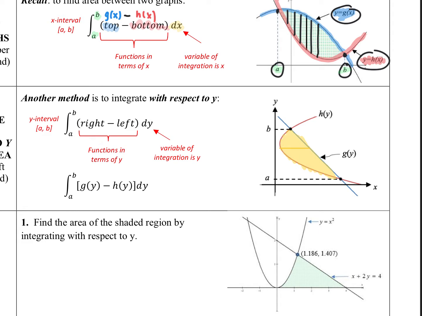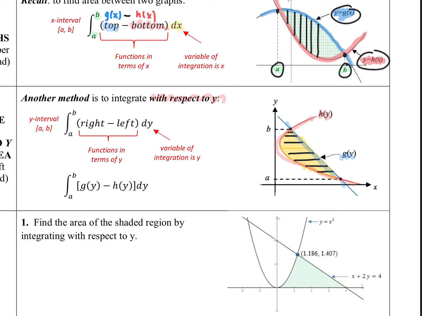But if I look at that same region and I just consider a right versus left boundary, you can see I have a consistent right bound and left bound. The graph of g is always on the right, and my graph of h is always on the left. So what I can do in this situation is integrate with respect to y. So what that means for us is we have to turn this integral to reflect y.